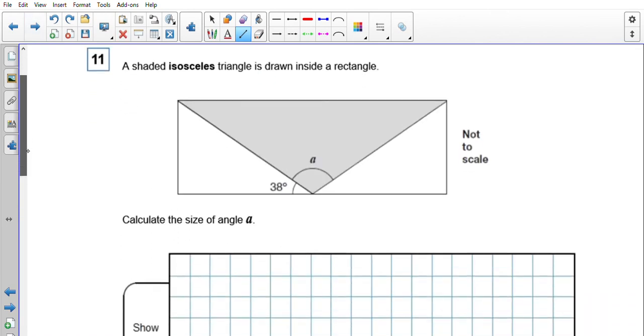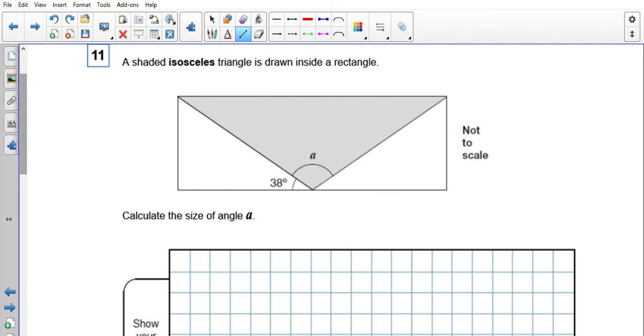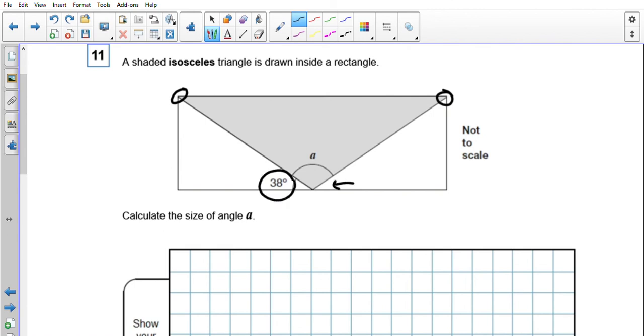Question 11, final one. A shaded isosceles triangle is drawn inside a rectangle. We need to calculate the size of angle A. Now, things that we need to know. We need to know that here, because it goes from the corner to the corner, this angle in here is going to be the same as that. Okay? Because it's the same length sides here and here, because it is an isosceles triangle. That means that this angle here is going to be this angle here, which is going to be 38.